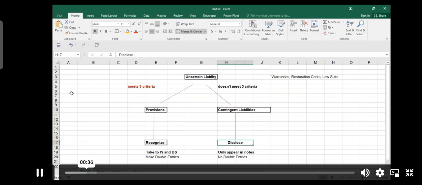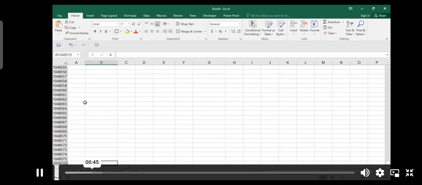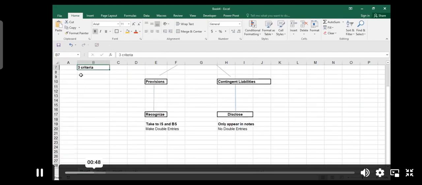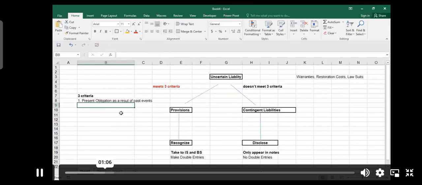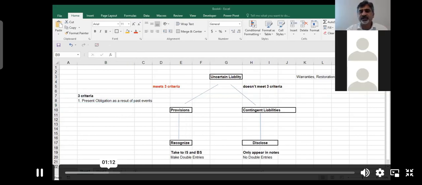Now, what are those three criteria? Let me write down here, three criteria. Number one is present obligation as a result of past events. What does that mean? It means that this is your obligation now. If I'm preparing my financial statements on 31st of December, it is already my obligation. It is my present obligation.